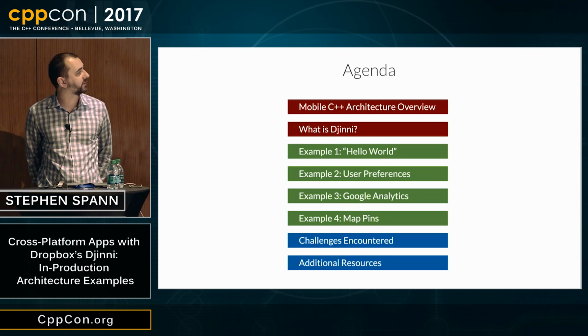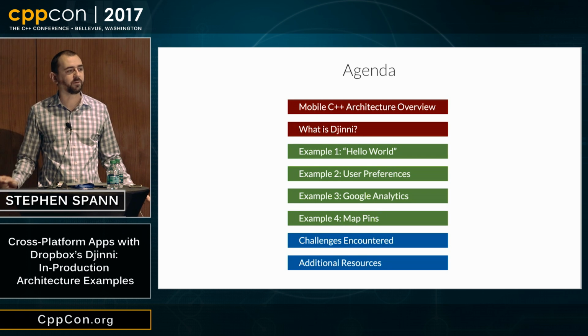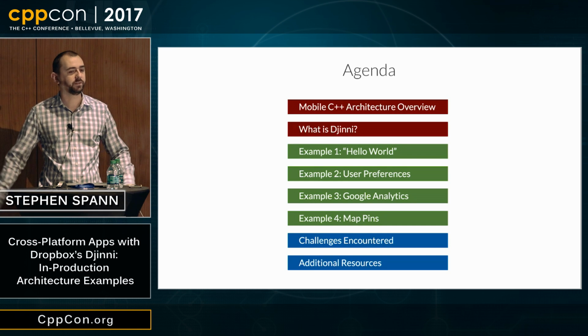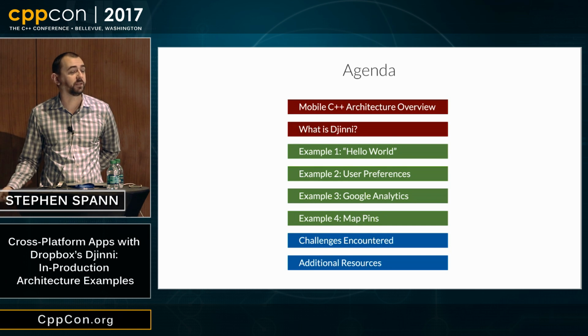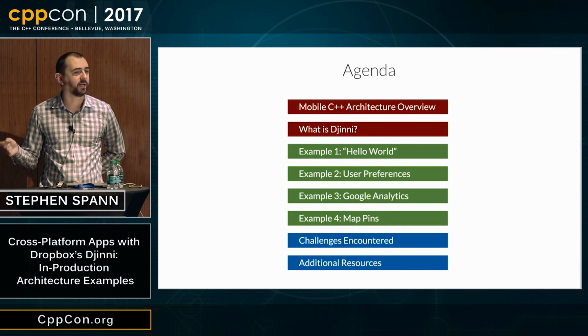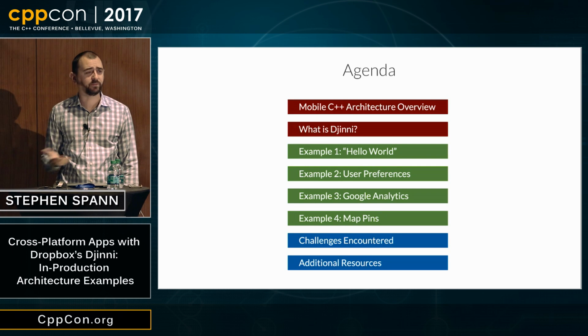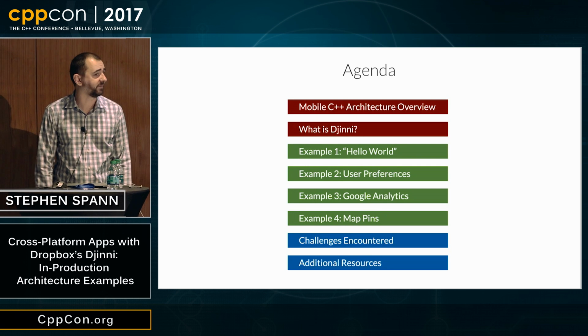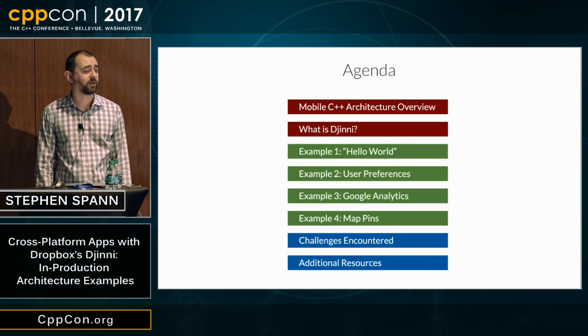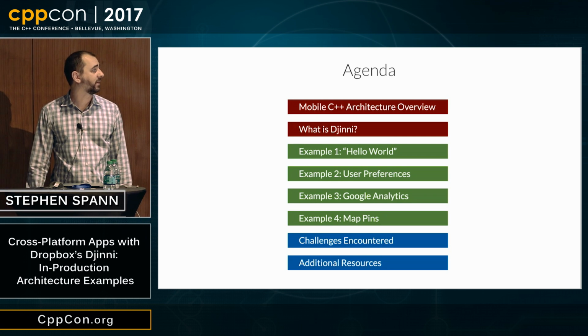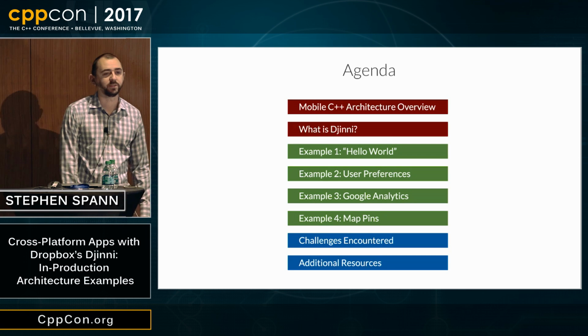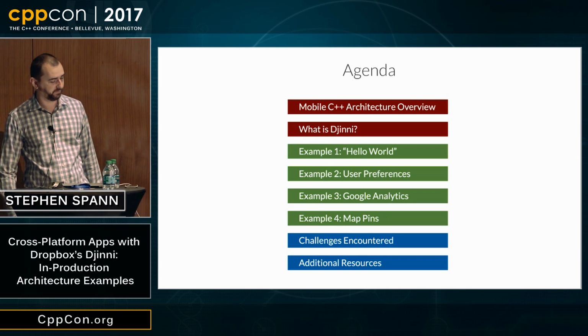The first three examples are all demonstrating the different ways that Java, C++, and Objective-C talk to each other. The last example goes more into data structures and passing data objects around between the languages. To wrap up, I'm just going to go through some random challenges that I encountered and how I resolved them, and point you to some additional places on the internet you can go for more information.